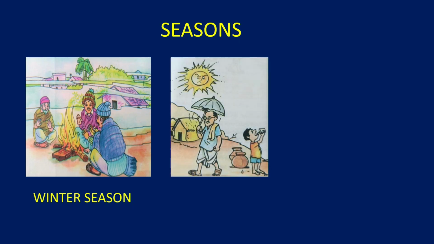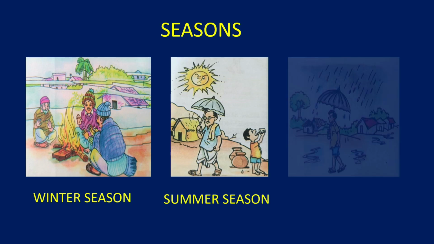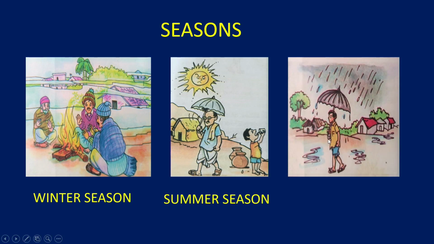Now observe this picture. The man is carrying an umbrella with him. Now there is hot sun. There are no droplets of water. Therefore we can say that it is summer season. It is so hot. That's why the man is carrying an umbrella with him. Now children, observe this picture. A boy is carrying an umbrella. There are droplets of water. Therefore we can easily say that it is rainy season.